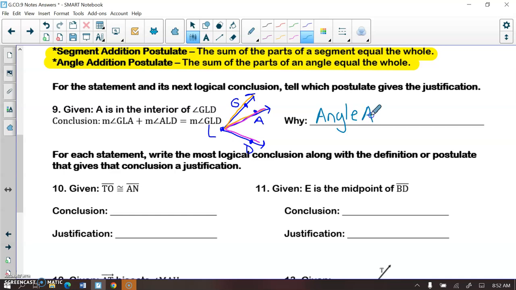Now, again, the reason why we're using measures is because we're setting up an equation, and with equations, we do not use congruent symbols, so we need to use the measure of the angles. And you can abbreviate angle addition postulate like this, or if you want to draw an angle instead of writing the word angle, that's fine.